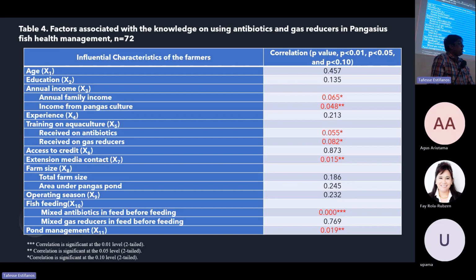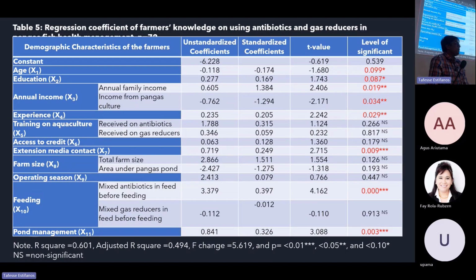So in my objective 3, if I show you the correlation, you will find the annual family income, income from Pangas fish culture, training received on antibiotics and gas reducers, extension media contact, fish feeding, especially mixing antibiotics in fish feed before feeding, and pond management have a significant positive relationship with the dependent variables. And in the linear regression, I found that age, education, annual income, experience, training, extension media contact, feeding, especially mixing antibiotics before preparing the feed, and finally pond management have the same kind of relationship with my dependent variables.